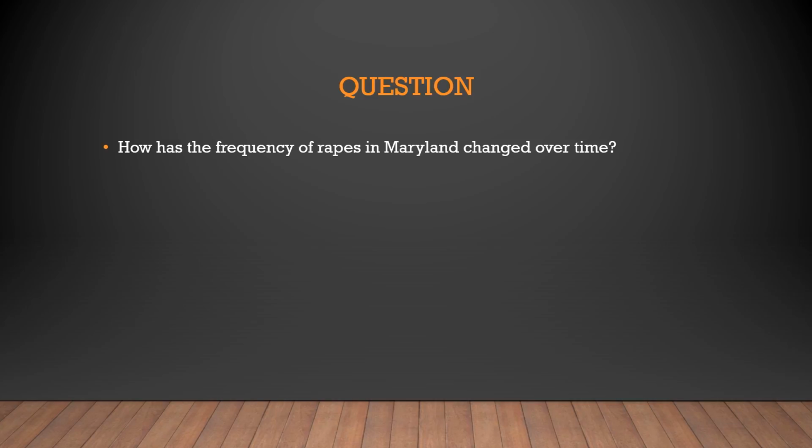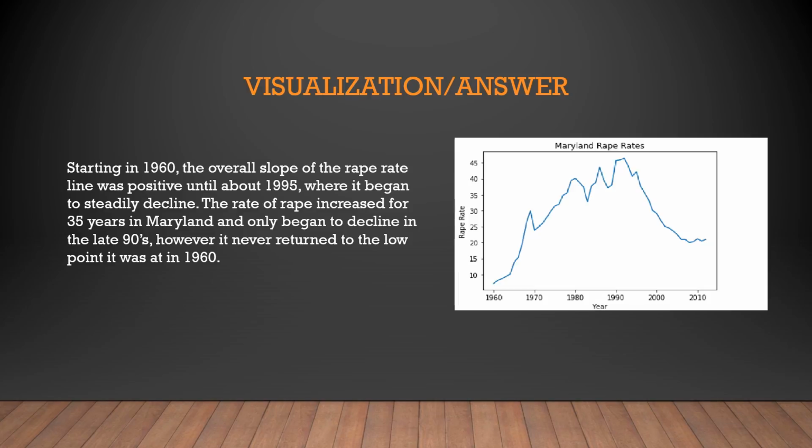The question for my project was, how has the frequency of rapes in Maryland changed over time? As you can see from the visualization, the rape rate in Maryland was fairly low at 1960 and on average climbed steadily until about 1995, where then it steadily decreased. While it increased for 35 years and then decreased in the late 90s, it never returned to the low rate that it was at in 1960.